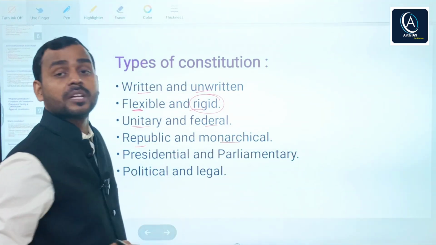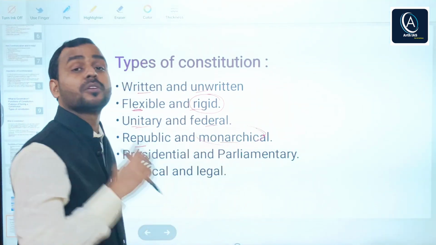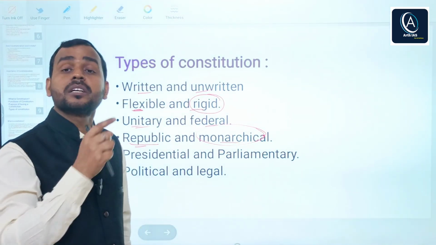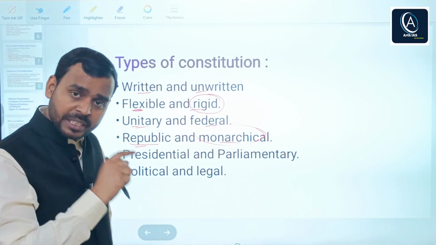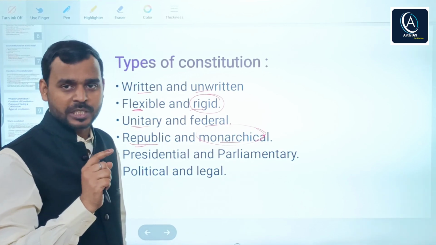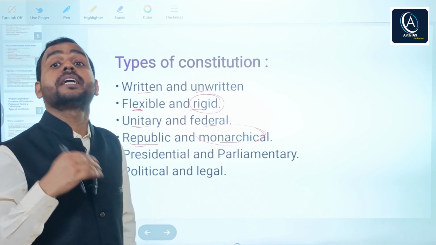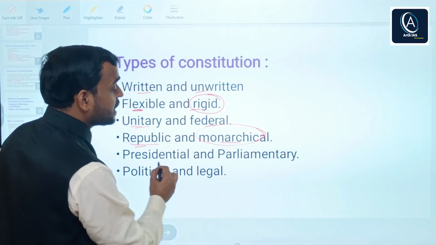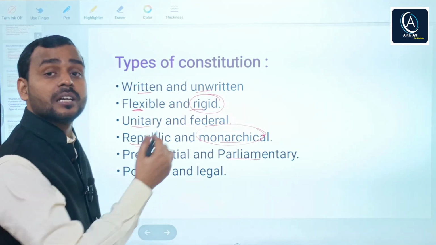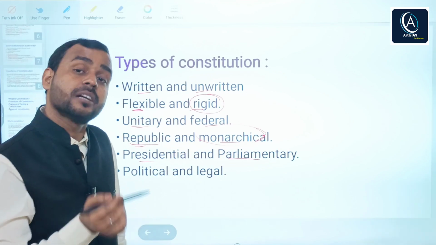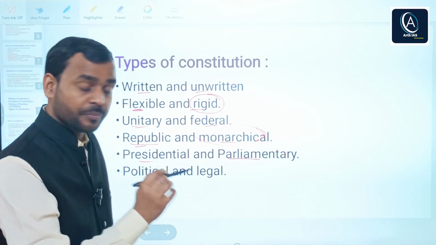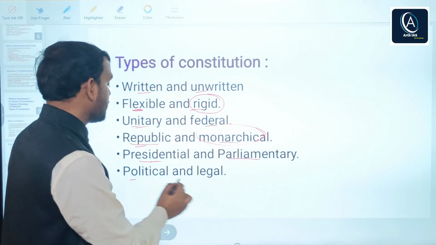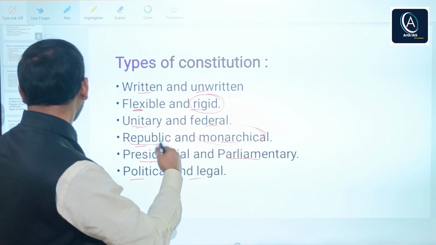Republic or monarchical. Monarchy means rule of a king, queen or monarch. In a republic, the head of state is always elected. For example, India is a republic, as well as a democracy, but a republic because the head of state, that is the president, is always elected. Presidential or parliamentary: India and Britain have a parliamentary form of government, or you can say parliamentary constitution. USA has a presidential constitution. Lastly, political and legal.